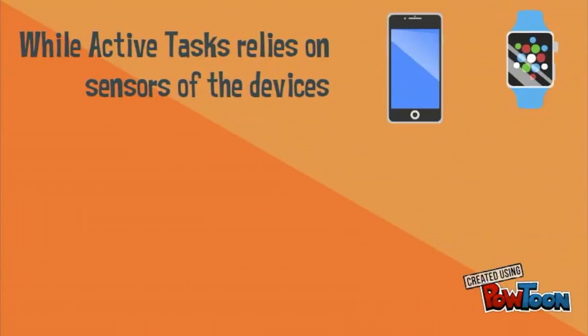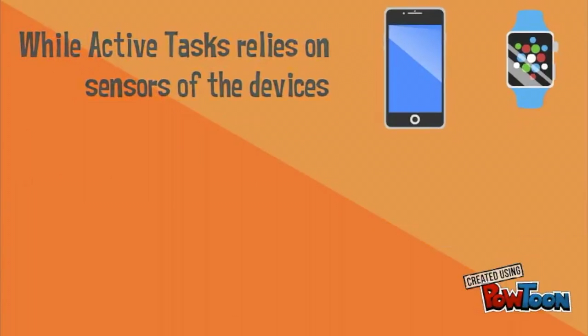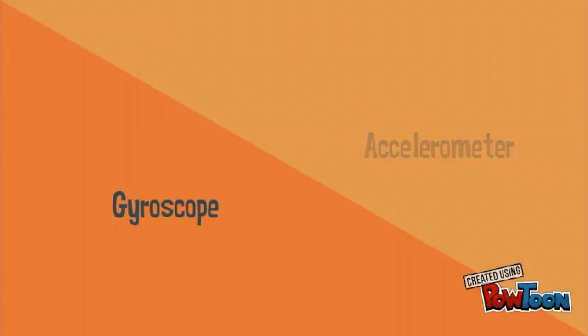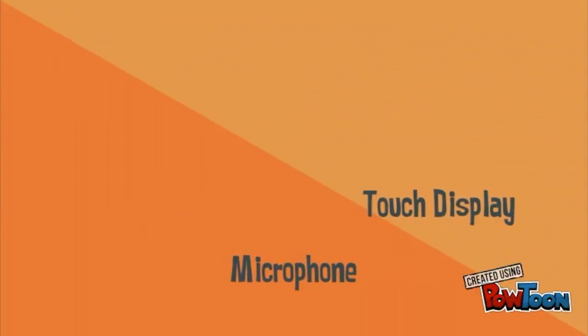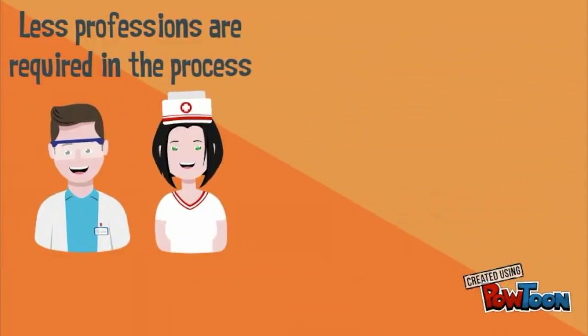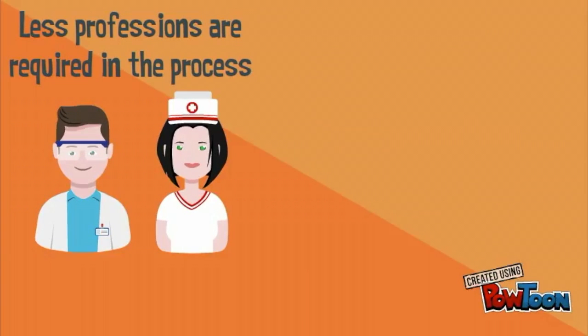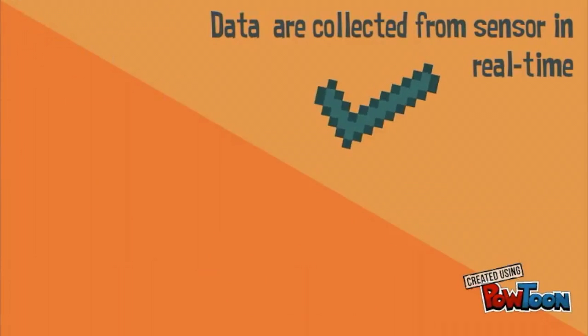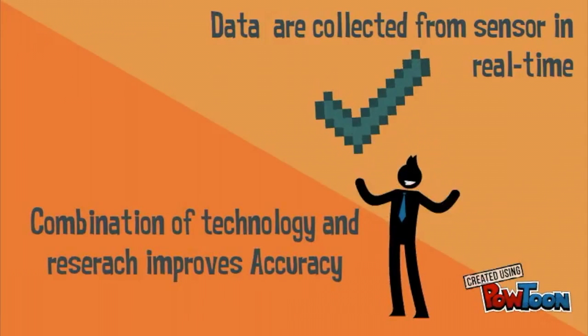While active tasks rely on the sensors embedded in smart devices, including GPS, accelerometer, gyroscope, touchscreen, and microphone. By using ResearchKit apps, fewer medical professionals are required in the data collection process. Volunteers also do not have to visit clinics physically, and real-time data are collected from sensors, which improves accuracy.